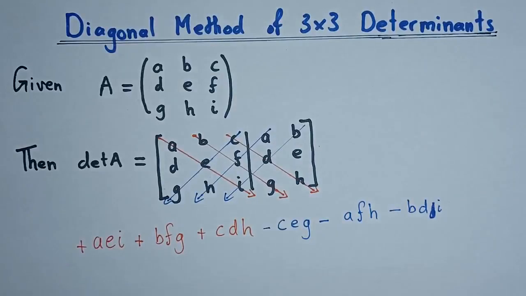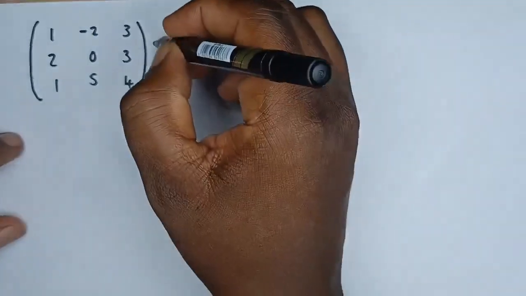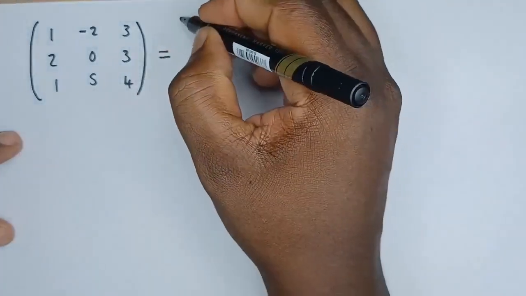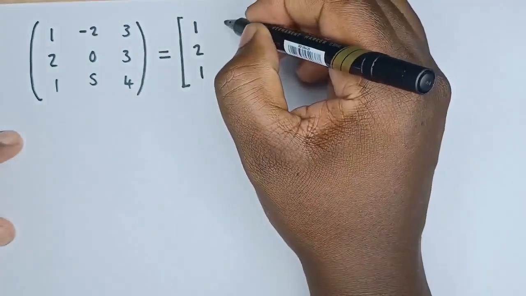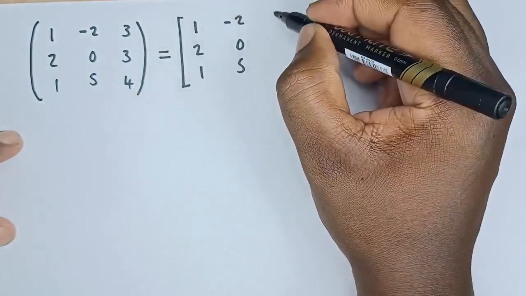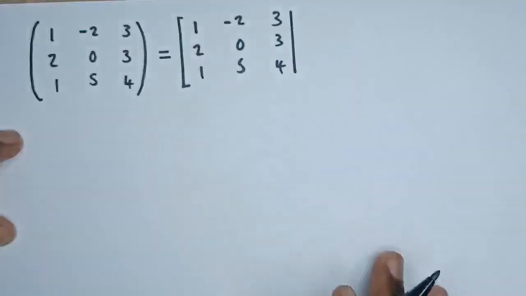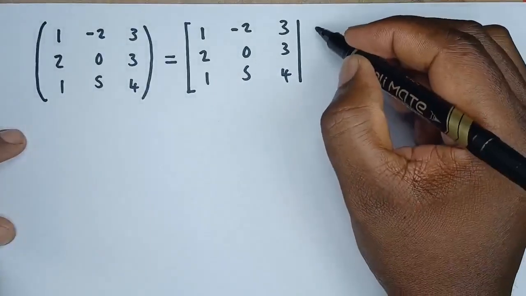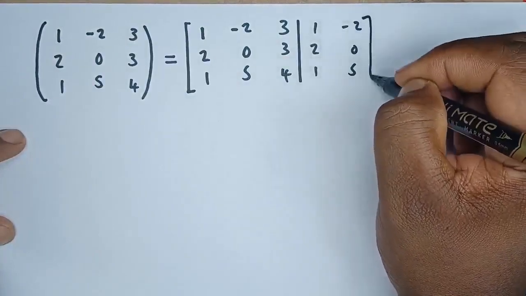So let's look at an example which has values so that you get the concept clearly. Okay, so here's a practical example. Let's find the determinant of this matrix using the diagonal method. So this will be given as 1, 2, 1, negative 2, 0, 5, 3, 3, 4. Now remember, we have to write the two columns like we did in the previous one, of which we have 1, 2, 1, negative 2, 0, 5, like that.